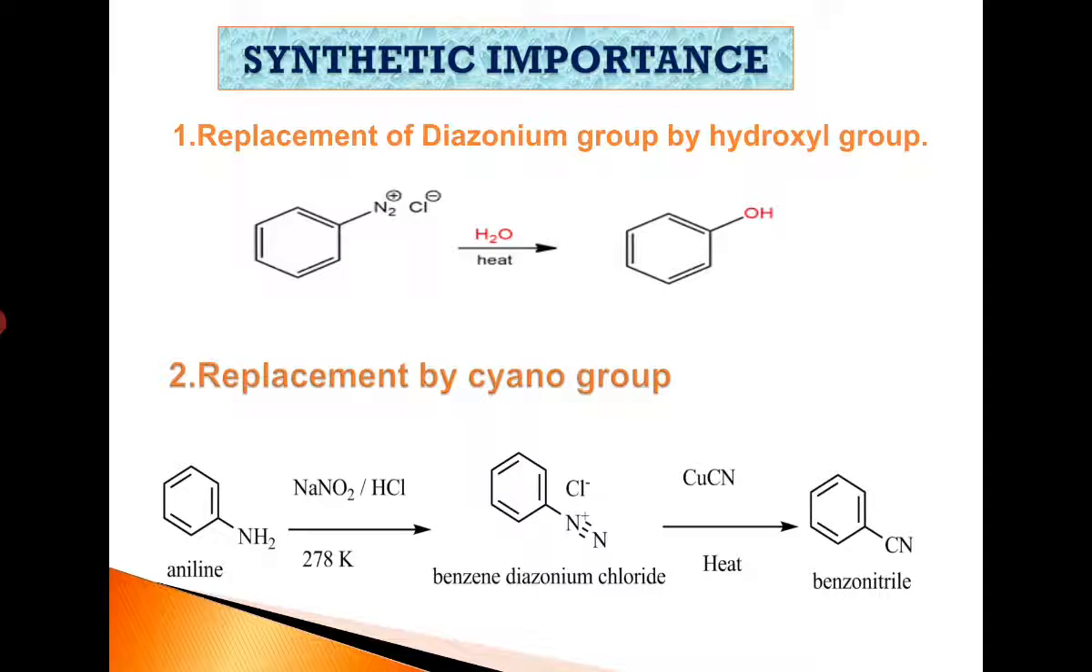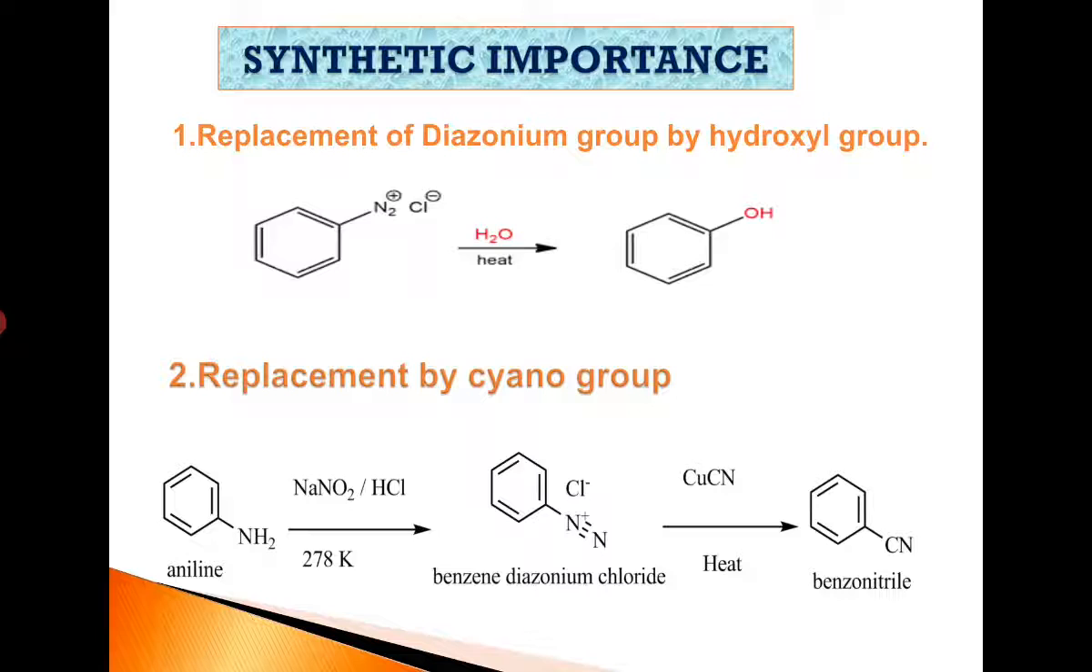Most of the reactions which are not carried out under normal conditions, or which cannot be carried out by direct treatment, can be carried out by using benzene diazonium chloride. For example, direct halogenation or direct fluorination on benzene is not possible. Fluorobenzene cannot be prepared directly by halogenation; chlorination and bromination occur easily, but fluorination cannot occur easily.